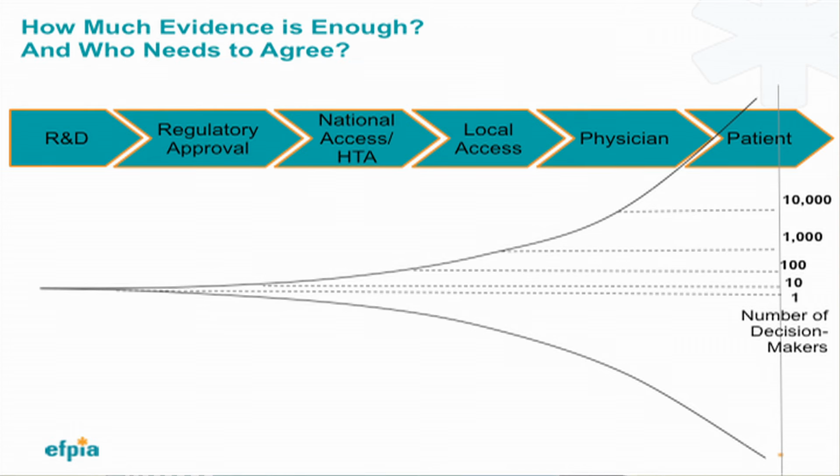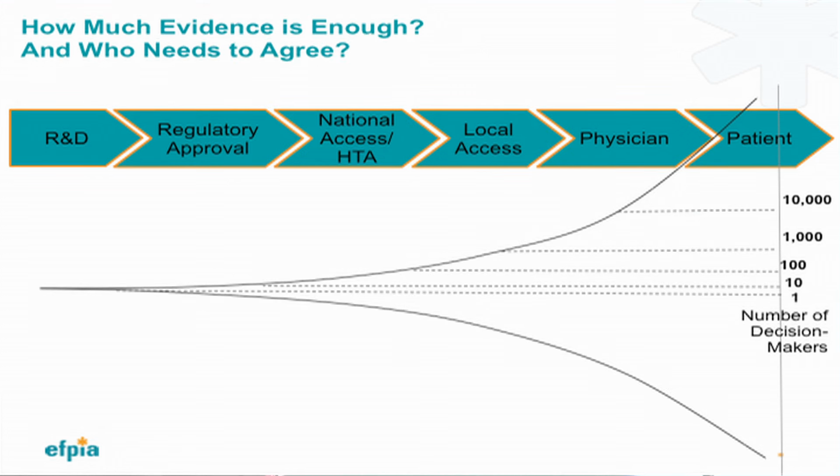Now, next, in order to get the drugs to patients, no matter how they're developed, they need to go through a number of stages. First of all, it's the R&D stage. There is a regulatory approval stage. There are a number of access and HTA assessment stages in different countries around the world. In many countries, you then have a local access stage where regions or hospitals individually are making a decision. Then the physicians who prescribe the drugs also need to agree with the premise of the product, and the patient needs to recognize that the product can deliver some value and accept to take it.